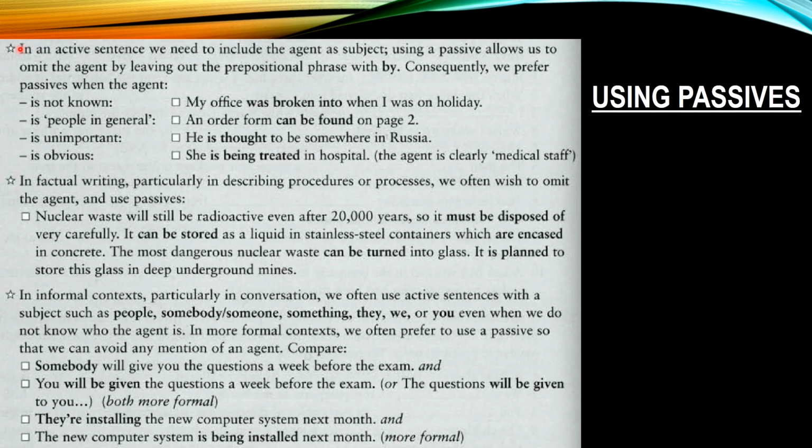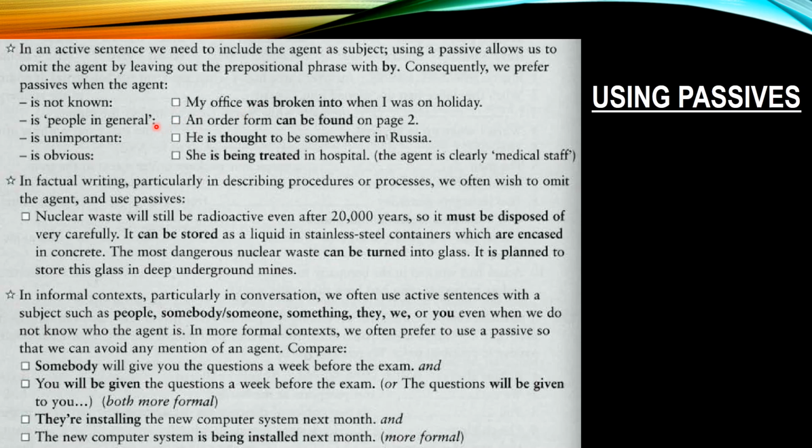The first thing I would like to talk about is how we use passives. The first thing we know is that in an active sentence we need to include the agent as subject. Using a passive allows us to omit the agent by leaving out the prepositional phrase with by. So, for example, we can use the passive when the agent is not known. My office was broken into when I was on holiday. So that means nobody knows who broke into my office. The thing is that it was broken into.